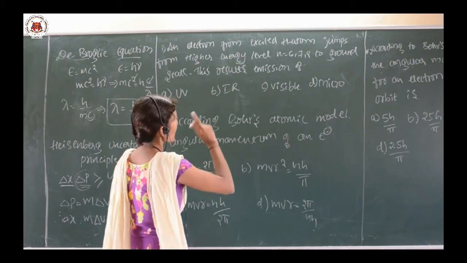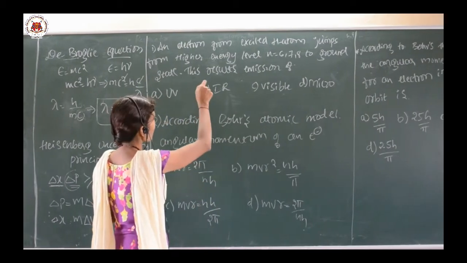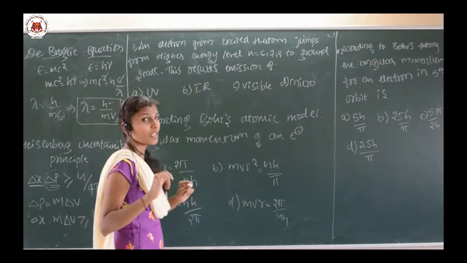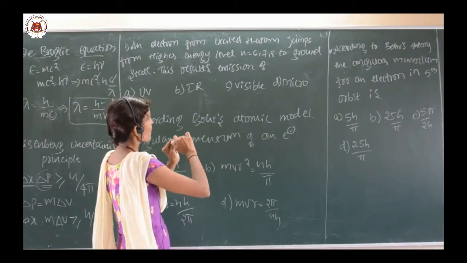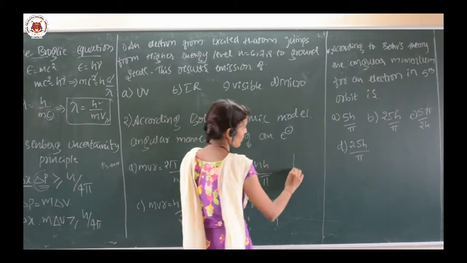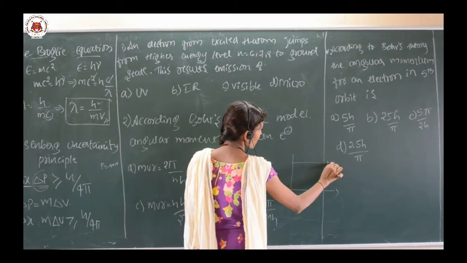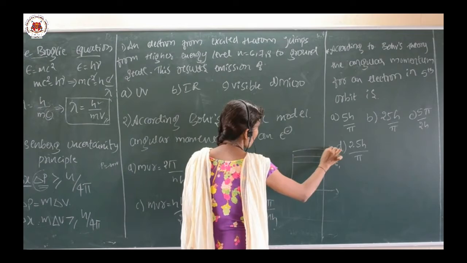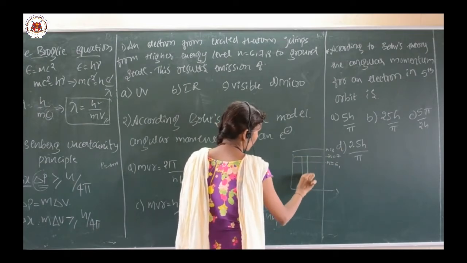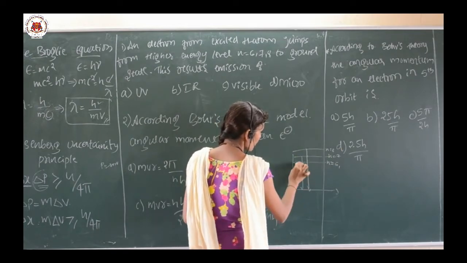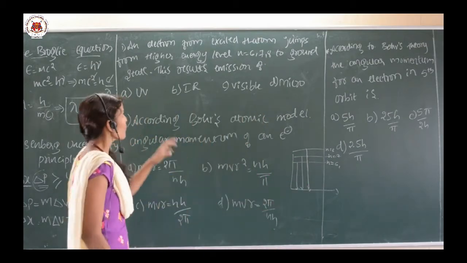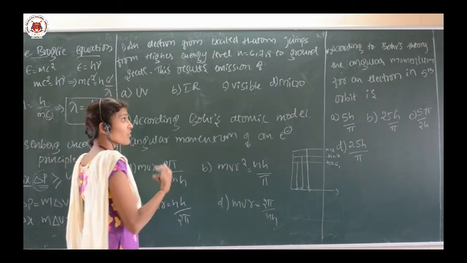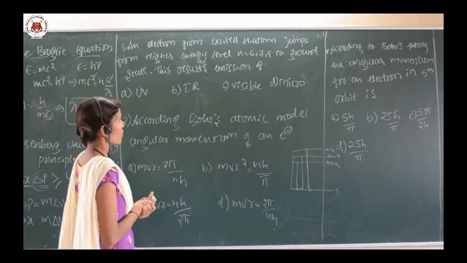An electron from the excited H atom jumps from higher energy levels n is equal to 6, 7, 8 to the ground state. It means the electron is excited, and in the spectrum the higher energy levels n equals 6, n equals 7, n equals 8, all these are coming to the ground state. What is the question? This results in the emission of, it means in which region are we going to get that emission?